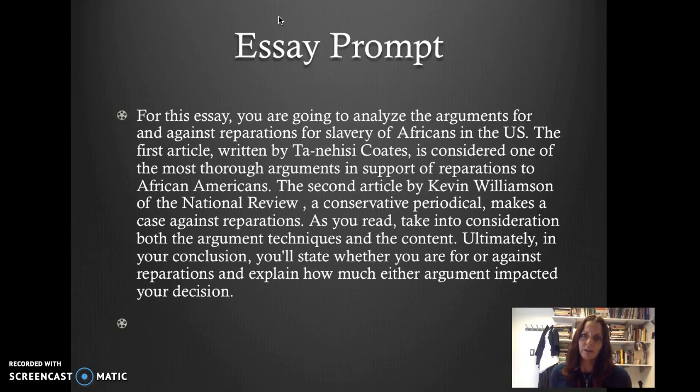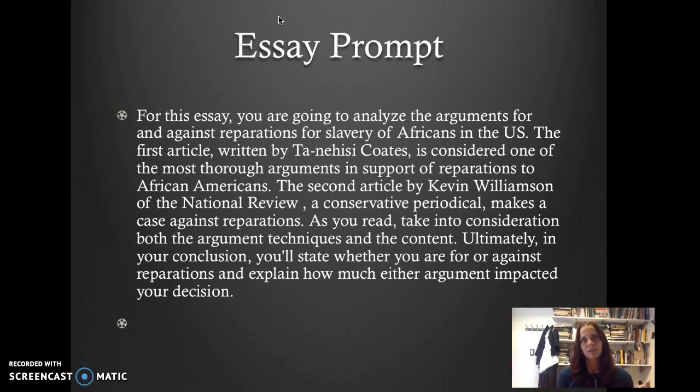So just as a reminder of the essay prompt, first of all, you're going to analyze the arguments for and against reparations for slavery of Africans in the U.S. How you're going to do that though, is you're going to be evaluating the arguments that Coates and Williamson make in their articles. Coates' article was written first. It was considered a pretty thorough case for reparations, and gained a lot of attention when it was published. Williamson wrote a response, and so his approach is a counter-argument. He's showing why there are weaknesses to Coates' argument rather than coming up with his own arguments.